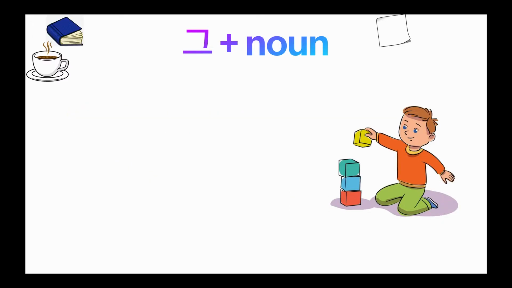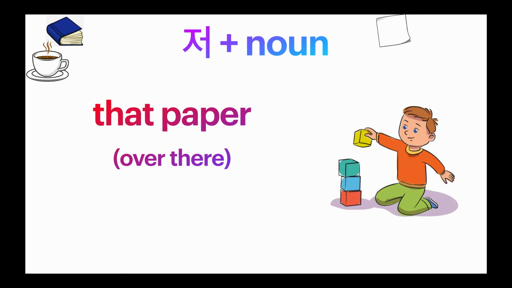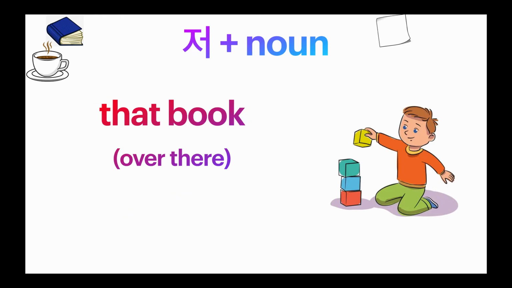Oh no, the wind blew and now all of these items are away from both your best friend and you. So now we have to change 그 to 저. Okay, what would be that coffee over there? 저 커피. How about that paper over there? 저 종이. How about that book over there?